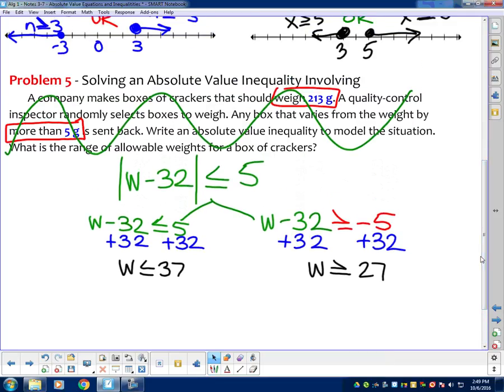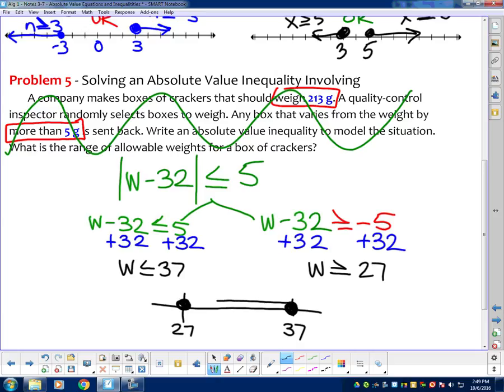Okay, make a little graph here. It doesn't matter. Put 27 on and 37. I know it's closed circle on both. Which way is the arrow going for 37? Left or right? Left. And which way is it going for the 27? To the right. So is this an "and" or an "or"?